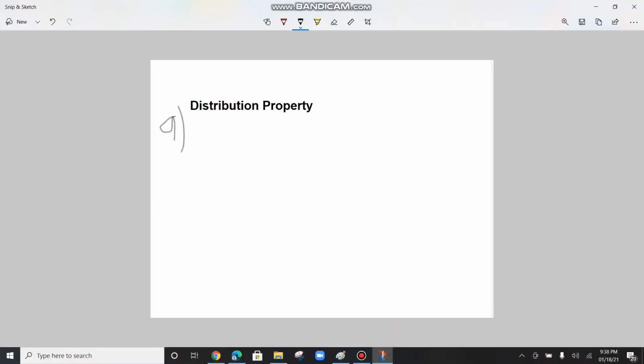All right, this is part 3 of the distribution property. This will be our final part of the distribution property. We'll get a little bit trickier here. It's going to be the same thing. I'm going to use a little bit more letters. So let me show you how it's going to be done.